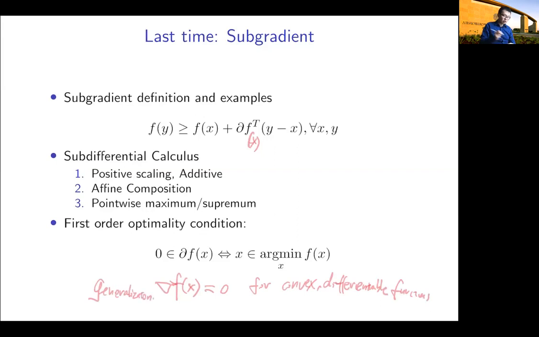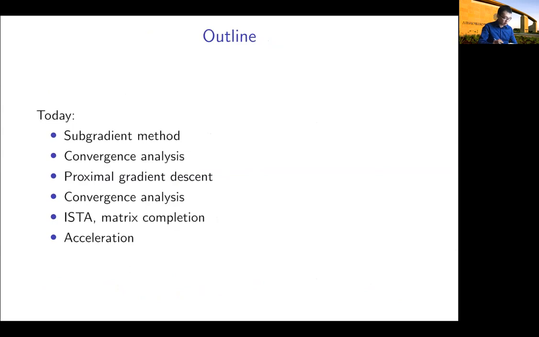Okay, so now that we've learned this canon, or this hammer, in today's lecture, let's apply subgradients and design algorithms so that we can solve a much larger family of problems than could be solved using simply the gradient methods. Okay, so today we're going to be talking about subgradient methods and proximal gradient methods, and then we'll give examples about the iterative soft-thresholding algorithm, and its applications to matrix completion. And towards the very end, we'll be talking about acceleration.